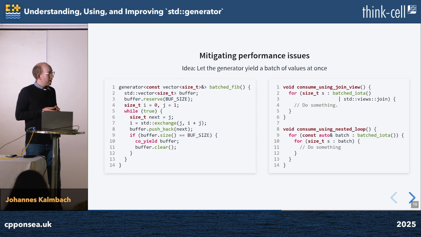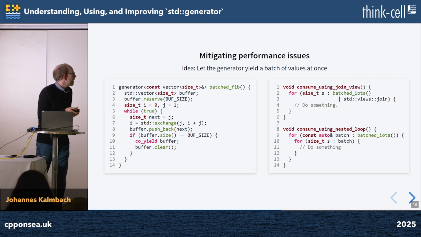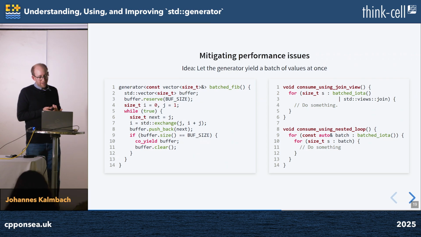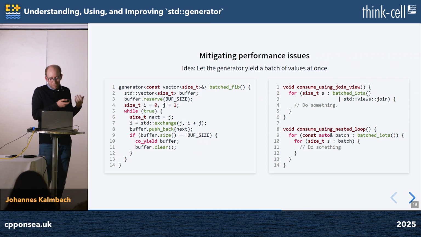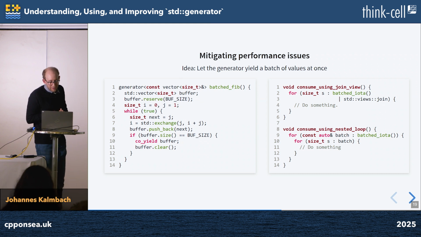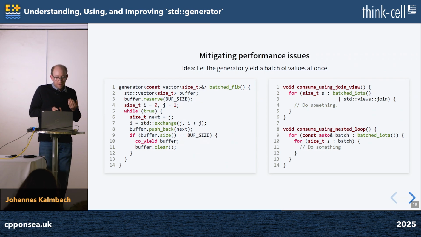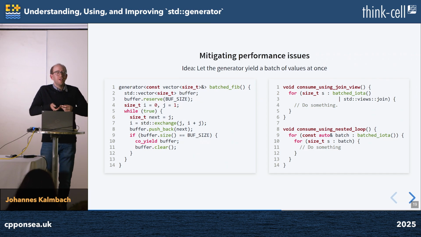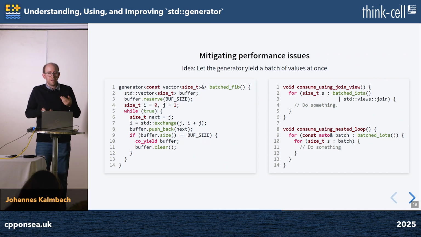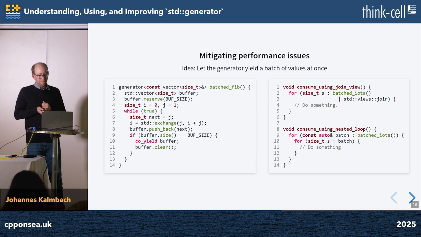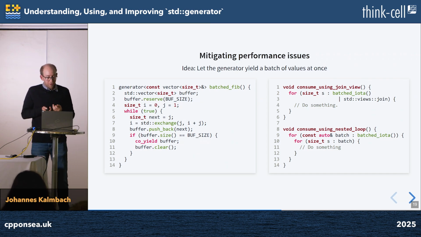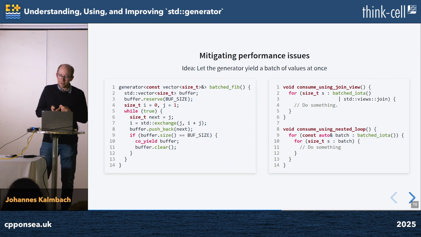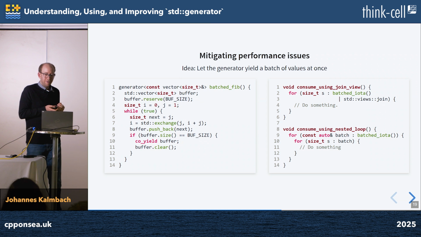So the example on the left, it is not complicated, but it is boilerplatey. We have a buffer, we reserve the buffer, then we do our Fibonacci thing, which we've always done, but we do not immediately yield. But in line 8, we push it into the buffer. And if the buffer is full, then we yield the whole buffer at once, clear it, and start over again. Then, of course, we have now not a generator of single numbers, but a generator of batches. So when consuming, we also have basically two options or variations of them.